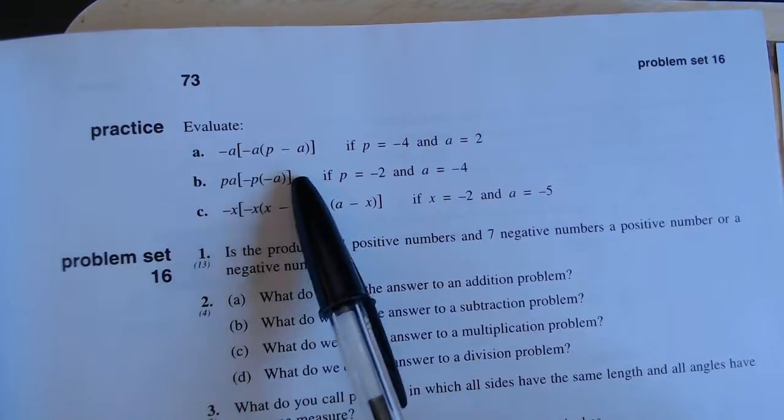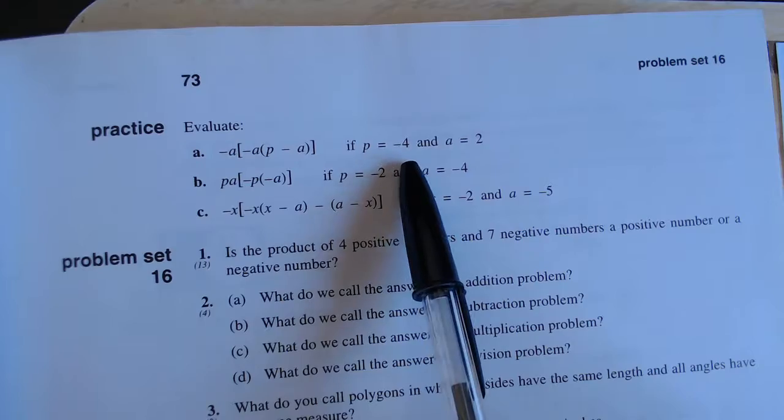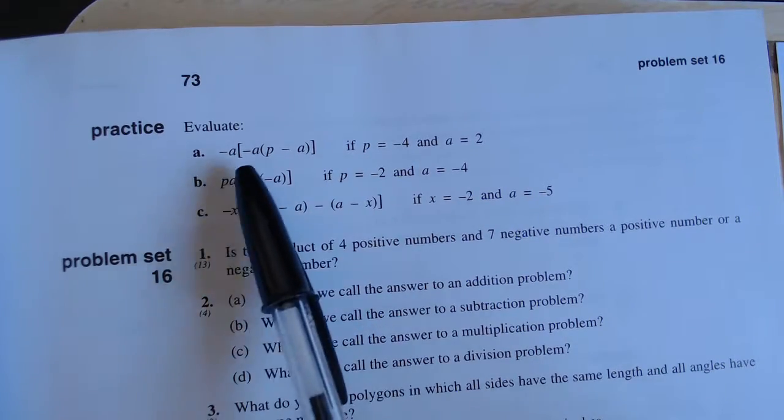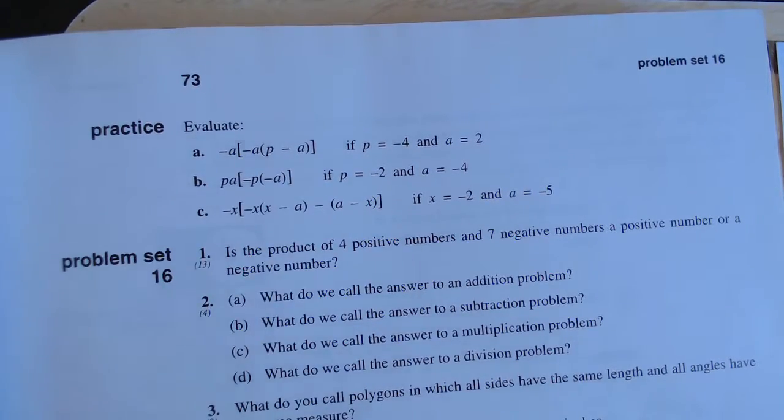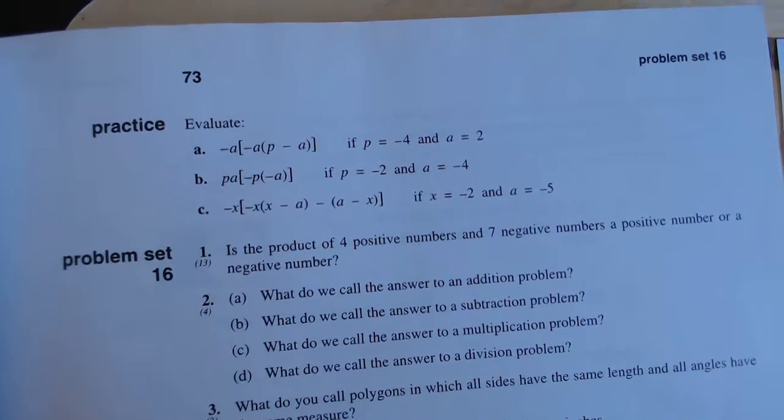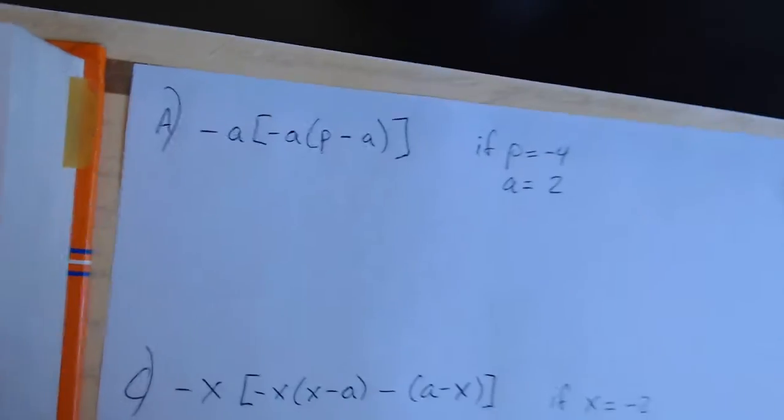The key thing to solving these right is just make sure you substitute inside of parentheses always, and then keep track of your negatives and make sure you're using your multiplication rules correctly and your addition rules correctly. So we'll start with A and C today.